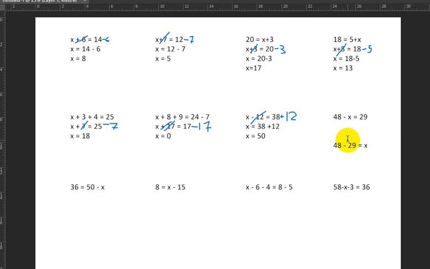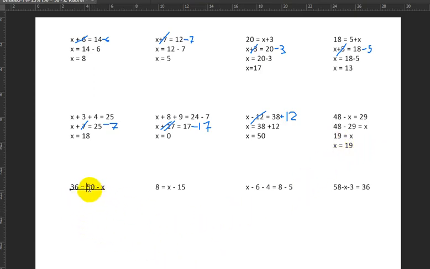So if you want, you can just remember this little trick. It comes in handy. And then 48 minus 29 is 17. Nope, it's actually 19. Sorry about that. So 19 is equal to x, or if I want to, I can write this as x equals 19, because we said that if we want to, we can flip around what's on each side of the equation. So x is equal to 19 is the final answer.